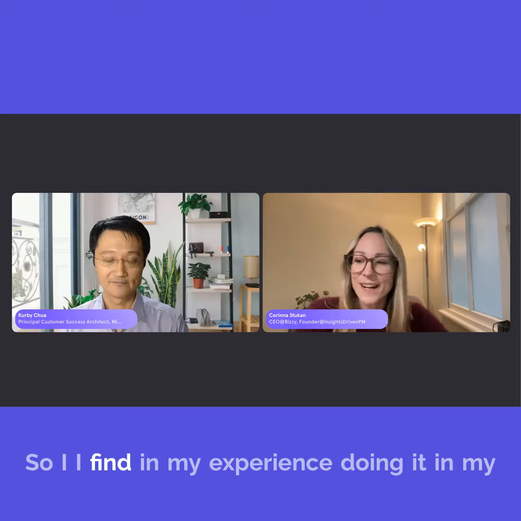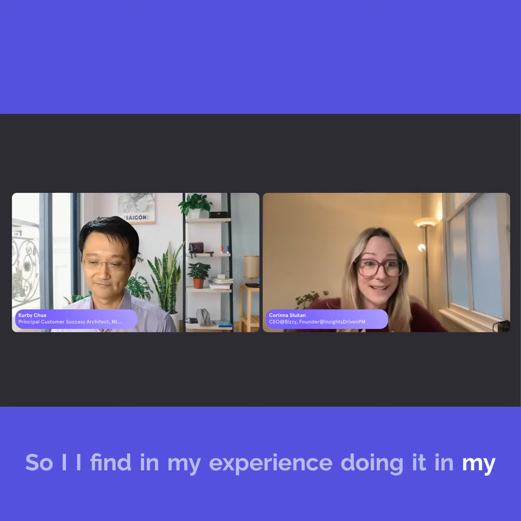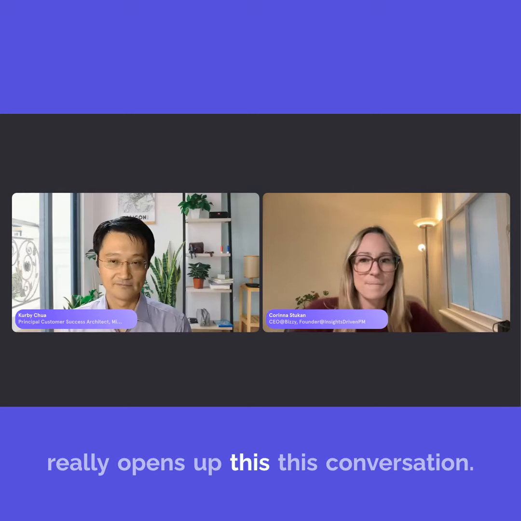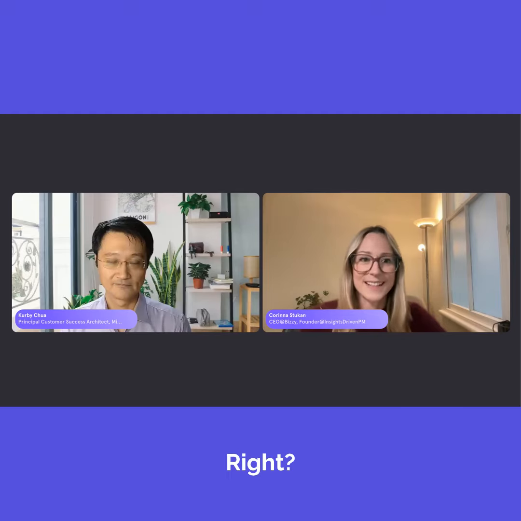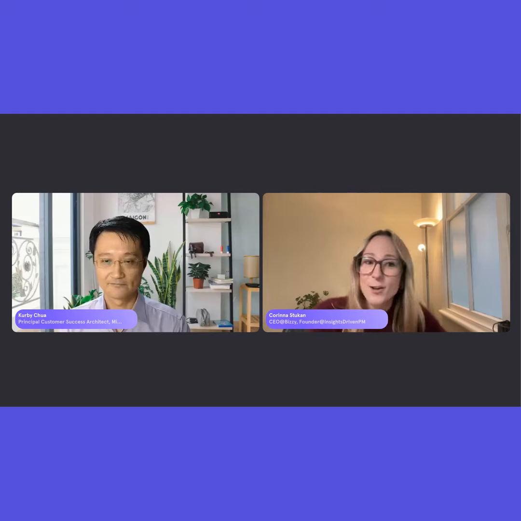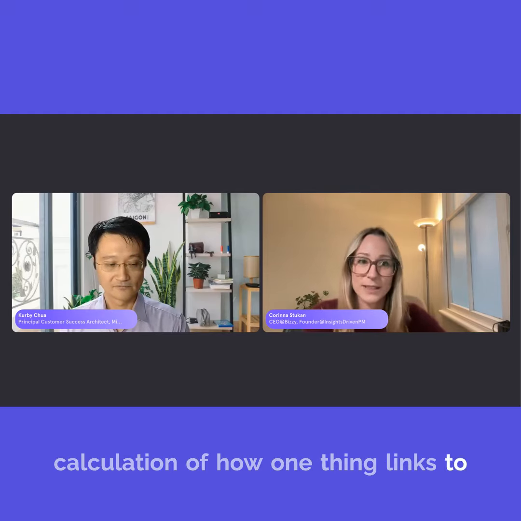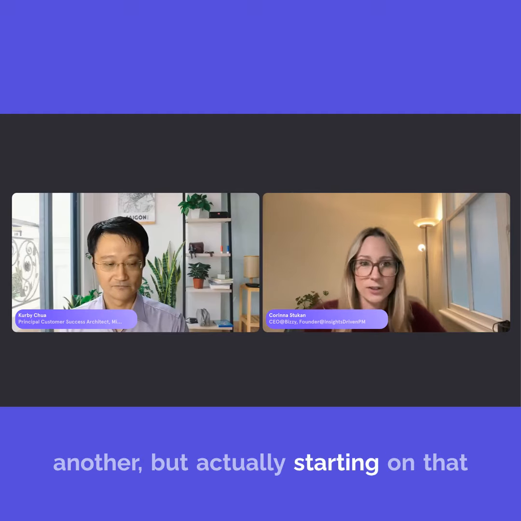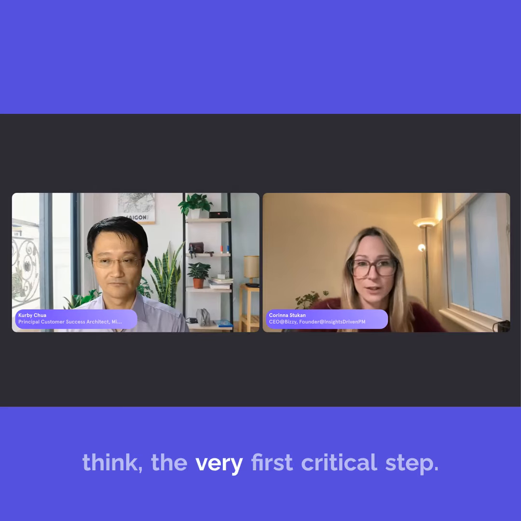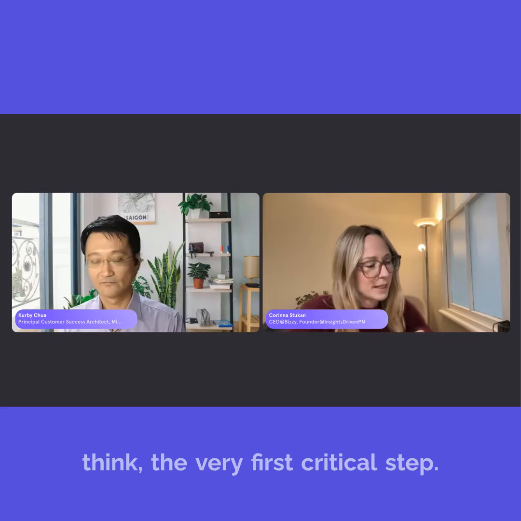So I find, in my experience doing it in my teams, in my startup at the moment, and with the teams that I'm working with, it really opens up this conversation, right? It's sometimes not about the granular calculation of how one thing links to another, but actually starting on that process, starting to create this view is I think the very first critical step.